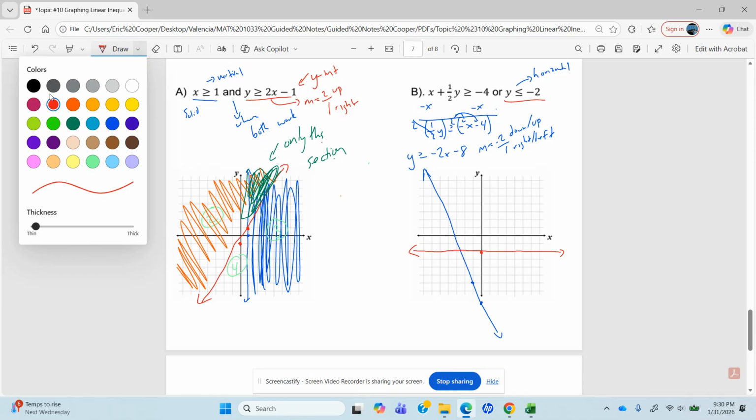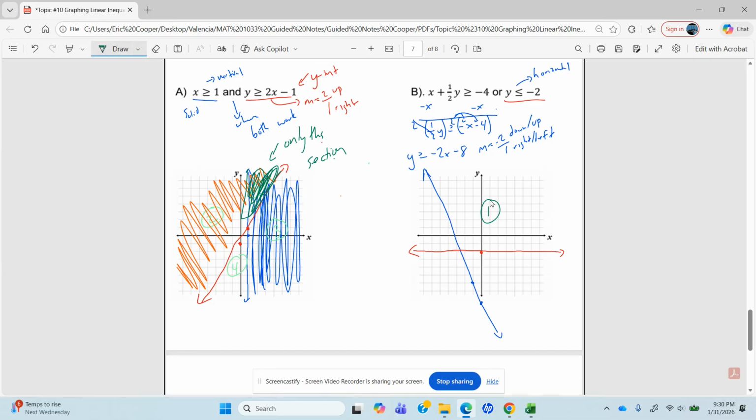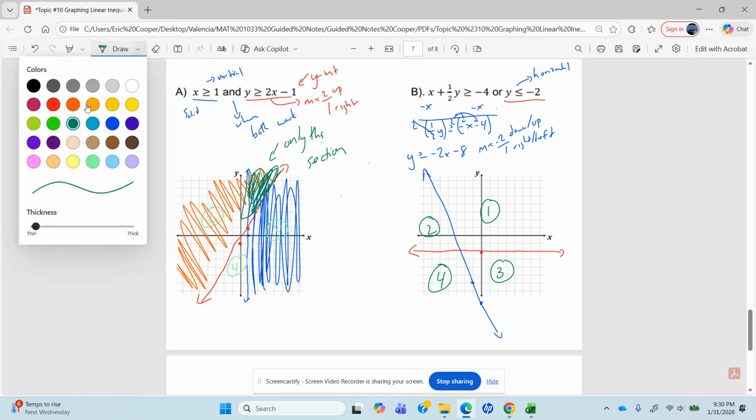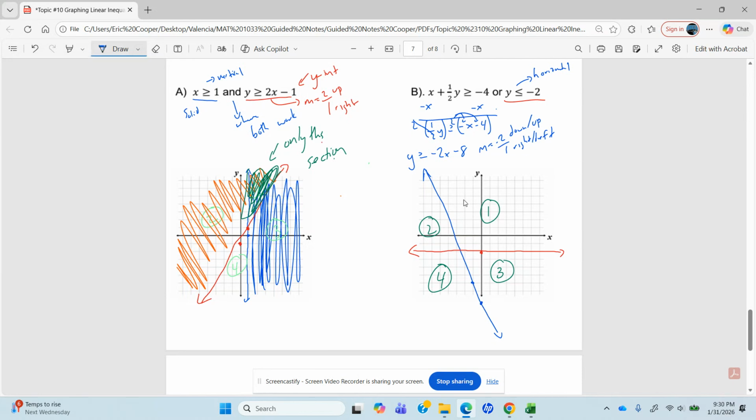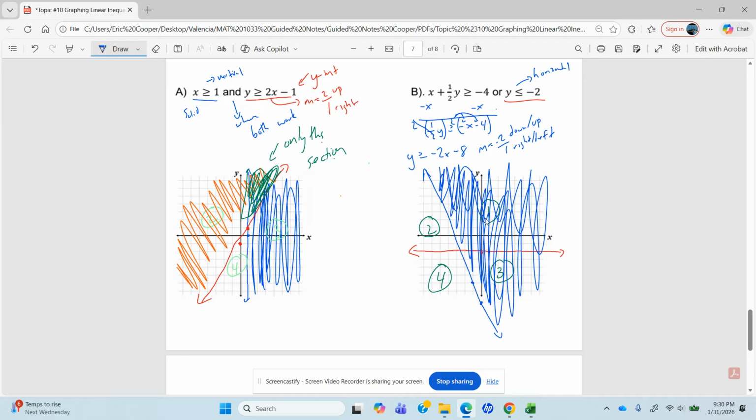Again, we have 4 different regions. Let's number them real quick. We've got this region up here, which we'll call 1, 2, 3, 4. We've essentially made an X. For the first graph, the one in blue, I need all the values greater than it. So I need all the values to the top. So I'm going to shade sections 1 and 3. Those are all the values that are greater than it.